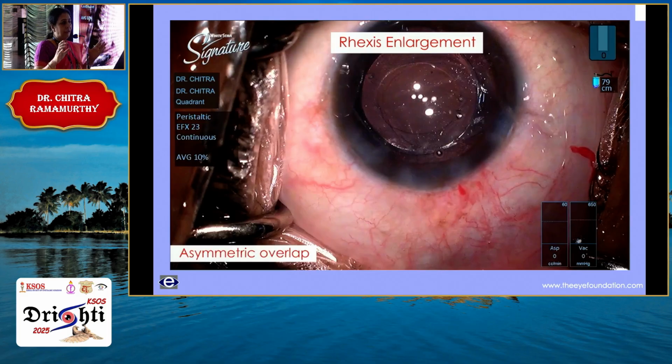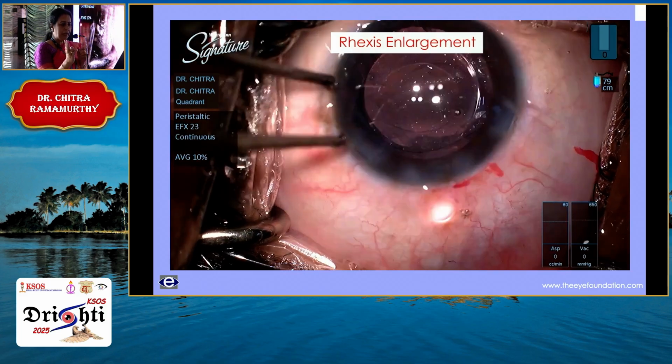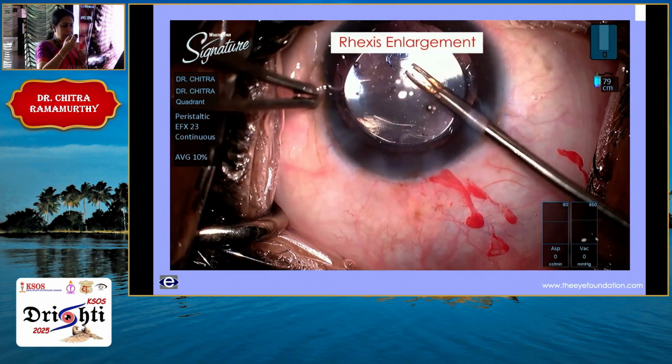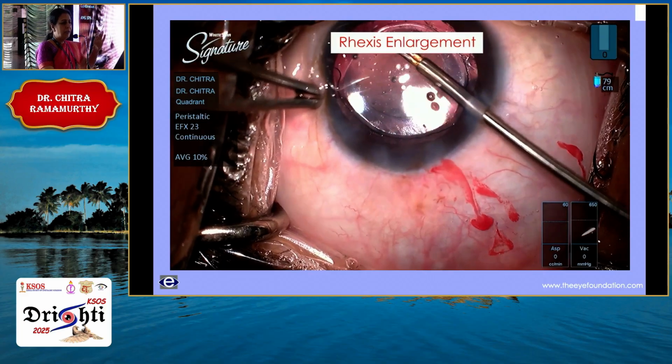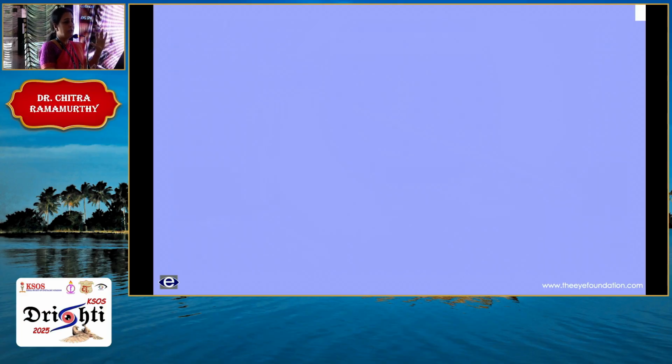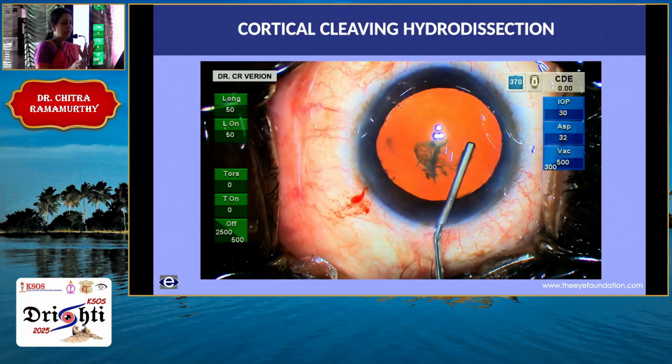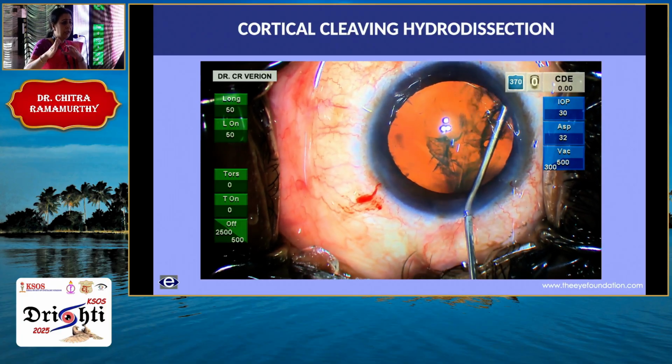But then I feel that in future there should not be a capsular bag phimosis. So make just that small tangential nick and just enlarge it just a little bit. So it is about doing premium surgery, whatever steps you do. As far as the cortical cleaving hydrodissection, it is so critical.